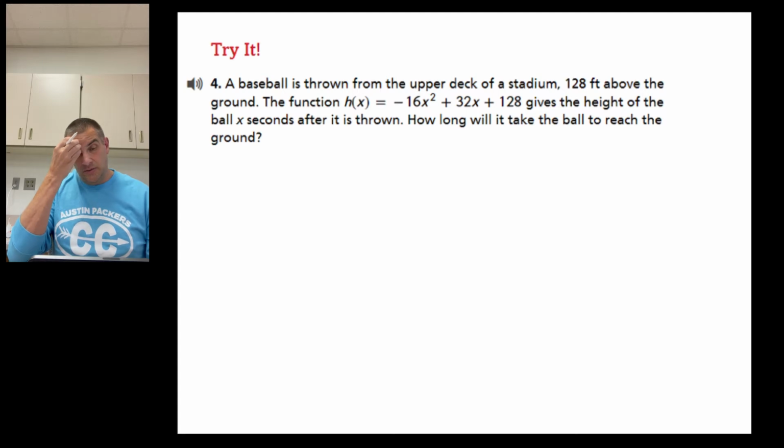A ball is thrown from the height of an upper deck of a stadium, 128 feet above the ground. The function f of x is equal to negative 16x squared plus 32x plus 128 gives the height of the ball x seconds after it is thrown. How long will it take the ball to hit the ground?